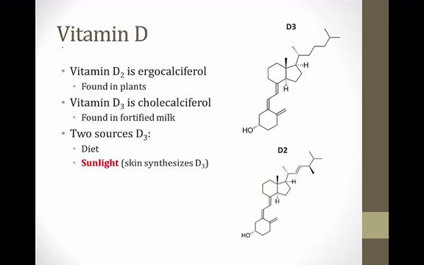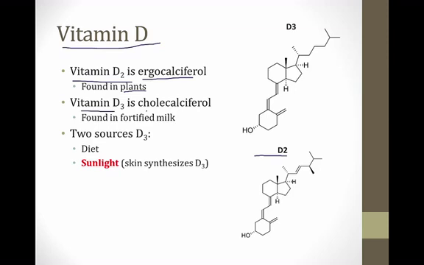Our next vitamin is vitamin D, and vitamin D is found in two forms in the diet. The first one is called vitamin D2 or ergocalciferol. This is the structure of vitamin D2 on the bottom of the screen. You can see that it is almost entirely made up of carbons and hydrogens, and therefore it's going to be a fat-soluble vitamin. And you can find vitamin D2 in plants.